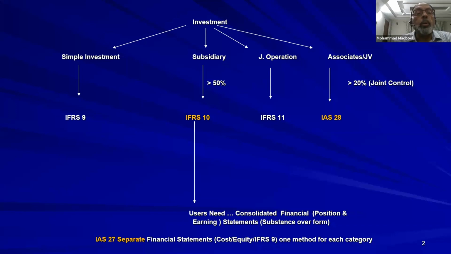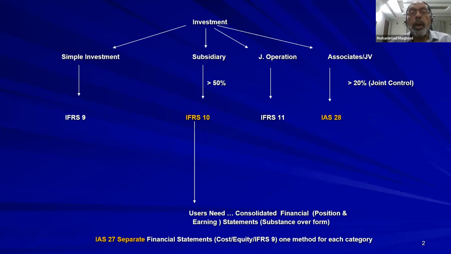It's all related to investment actually. Investment can be various types. It can be a simple investment where you have to apply IFRS 9, which is for investment in shares, which prescribes that it should be at fair value through profit and loss. Otherwise, you can make an election where you can show it at fair value through other comprehensive income.